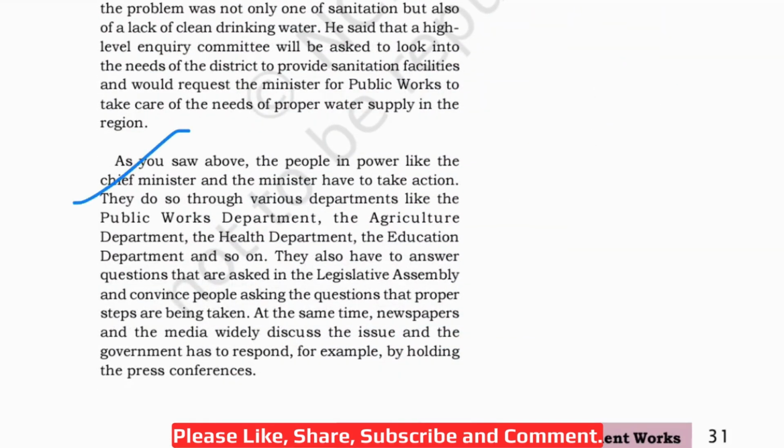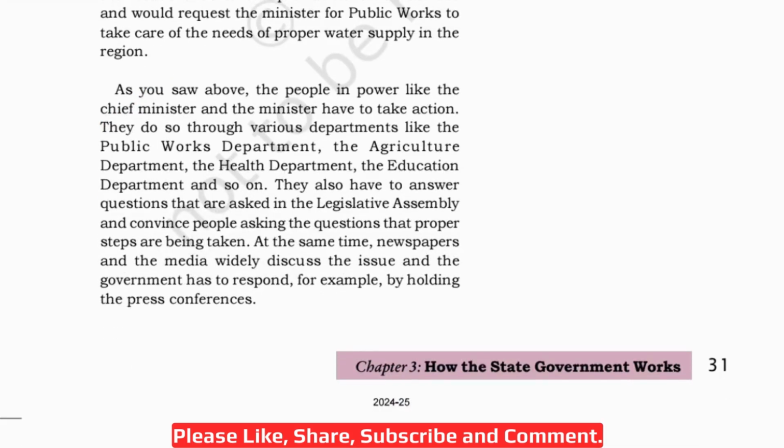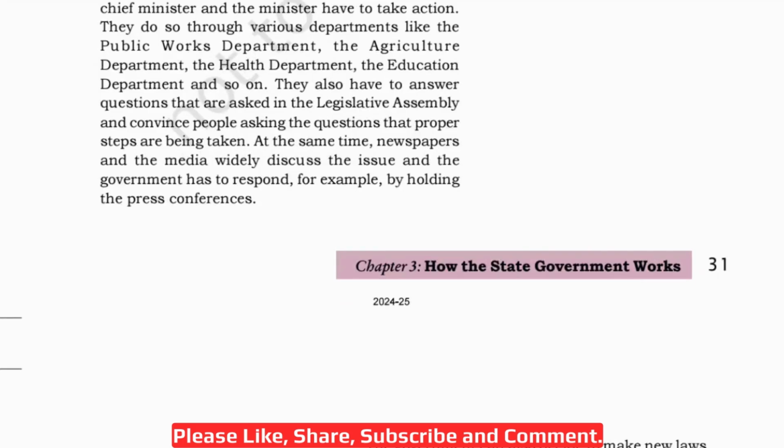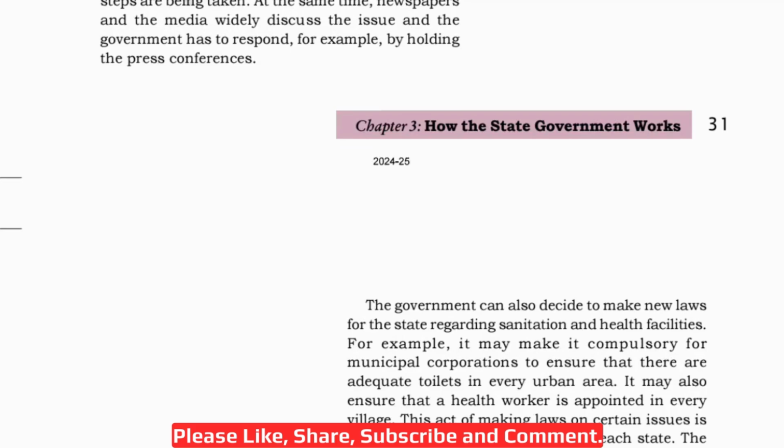Now come back to this paragraph. As we saw above, the people in power like the chief minister and the minister have to take action. They do so through various departments like the Public Works Department, the Agriculture Department, the Health Department, the Education Department, and so on. They also have to answer questions that are asked in the Legislative Assembly and convince people asking the questions that proper steps are being taken. At the same time, newspapers and the media widely discuss the issue and the government has to respond, for example, by holding the press conference.